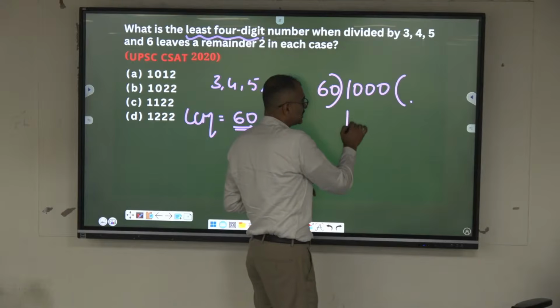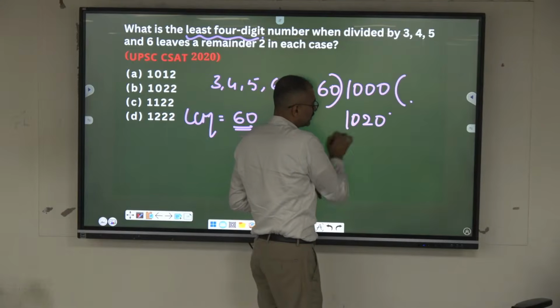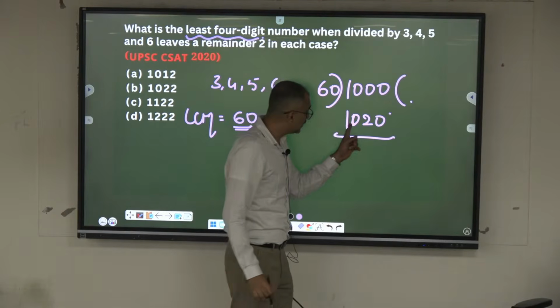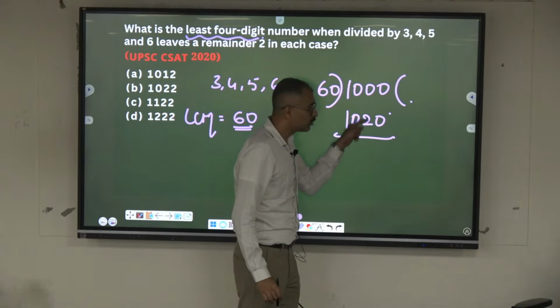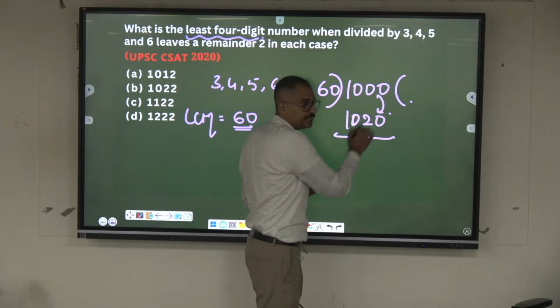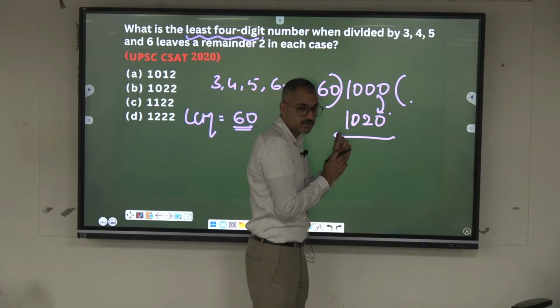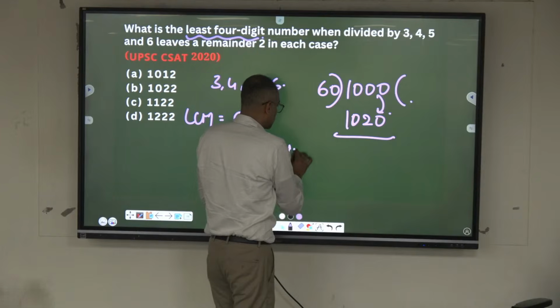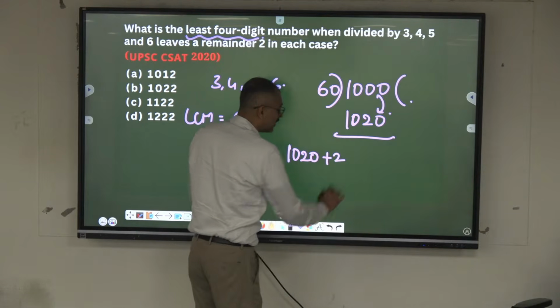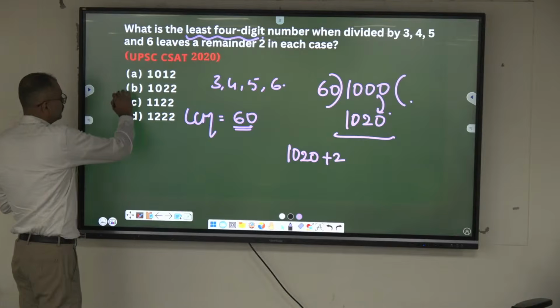Now look here, 1020. If I take a multiple, it has to be greater than this. How much is more here? 20. If this was also 1020, this would be completely divisible, right? So what has to be that number? 1020. But there must be a remainder 2. So 1022.